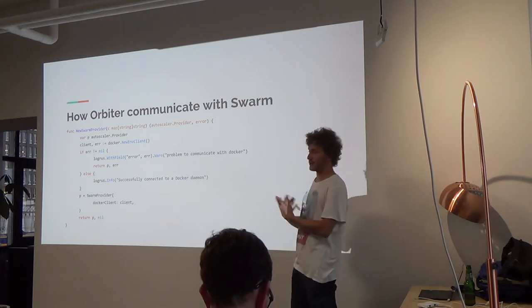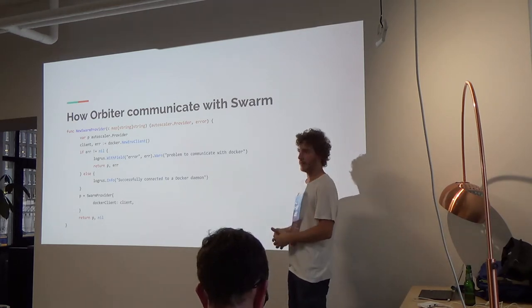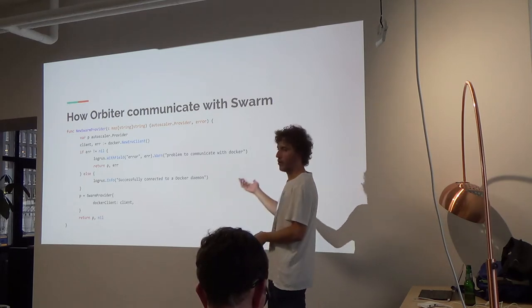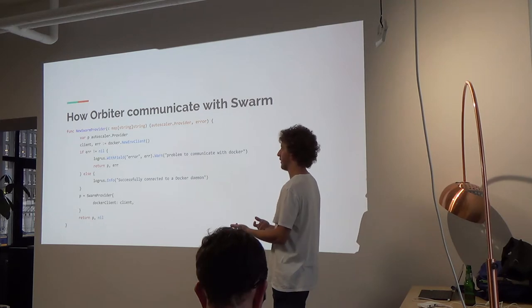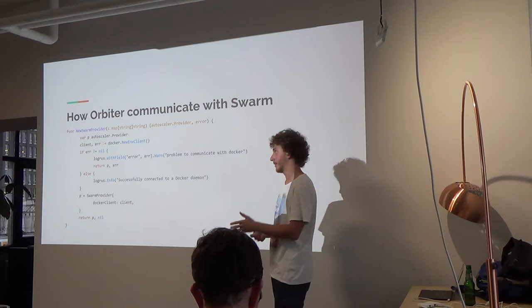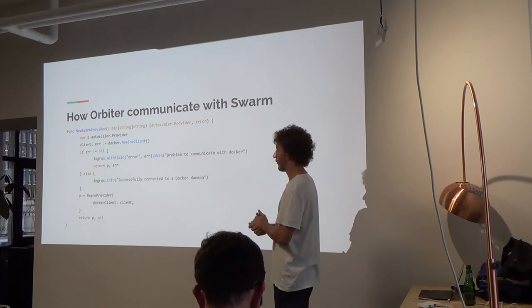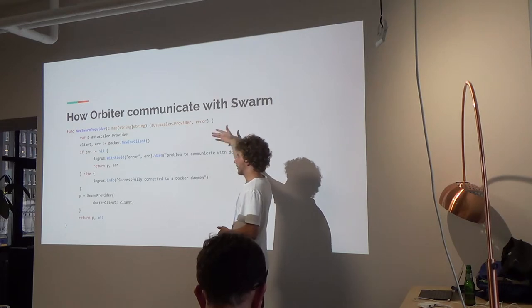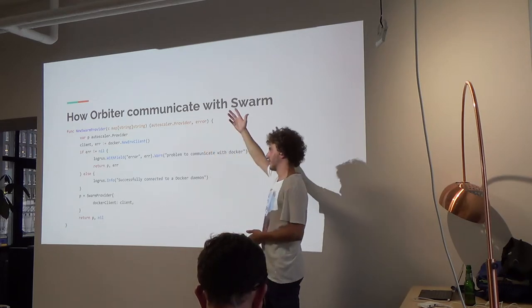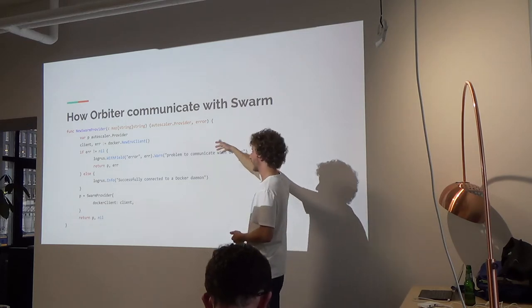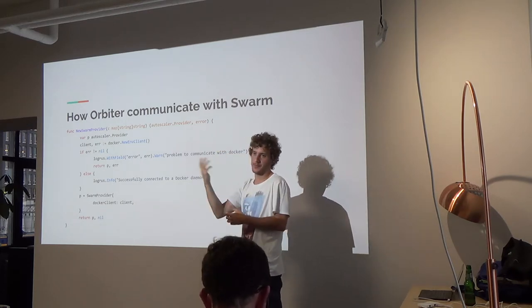As I said, I'm not just here to present why I built Orbiter, but also how I built it. It's a Go project that uses the Docker API, the Docker Go client, to wrap the API. As you can see, I have the concept of provider, because in my brain I was doing something really complex, but I'm going to remove this at some point, because I don't need a provider anymore. My provider will always be Docker Swarm.